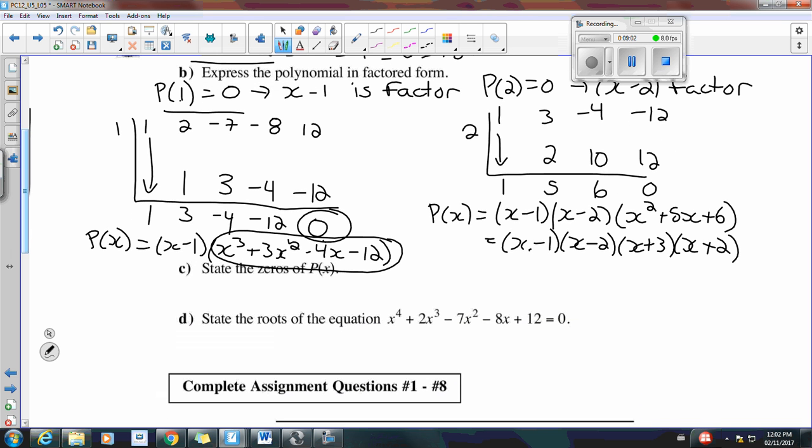So C says state the zeros. Well, now I can just go through each factor, list the value of x that makes it 0. State the roots of the equation when that polynomial equals 0. Well, it's the exact same number. I guess we should really put x equals there.